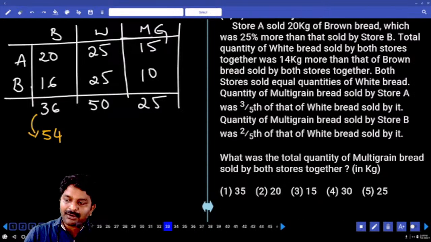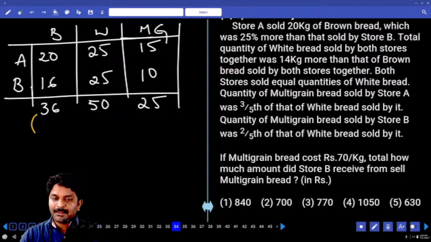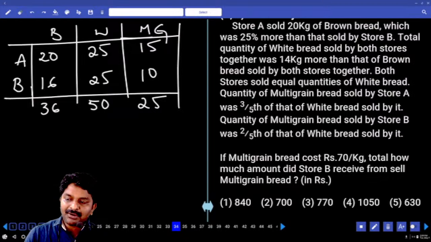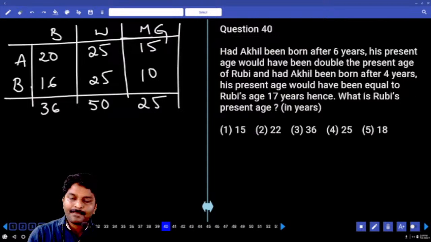What was the total quantity of multigrain bread sold by both stores? Fifth option. Multigrain bread cost 70 rupees per kg. Total, how much amount did store B receive from selling multigrain bread? 700. Over.